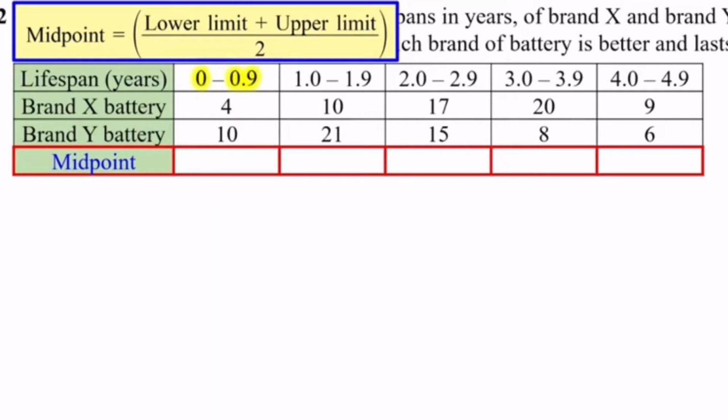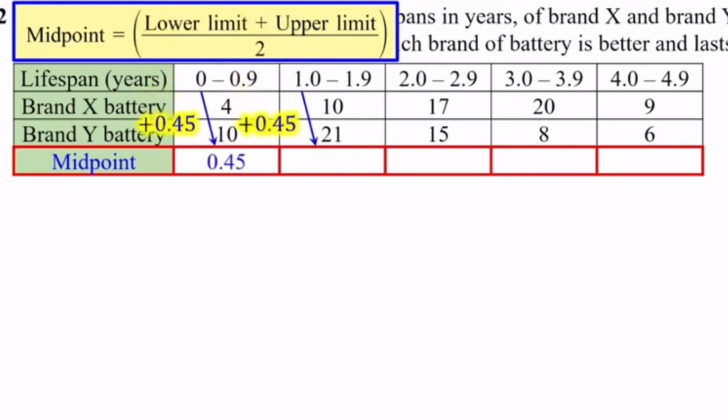So let's find the midpoint for brand X and brand Y battery. We will take 0 plus 0.9 divided by 2, right? So we will get the answer 0.45. If you look, the lower limit is 0 and the midpoint is 0.45, it means that we add 0.45 to the lower limit. So we will do the same for all the subsequent midpoints.